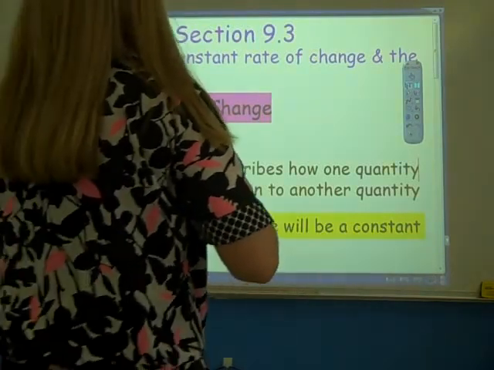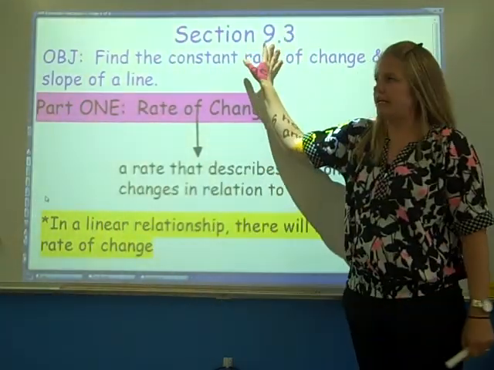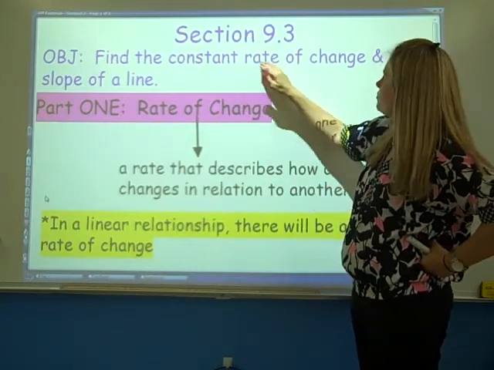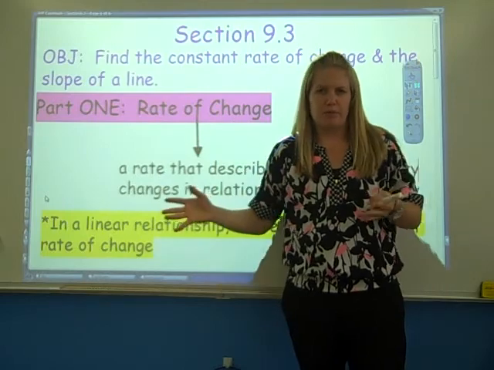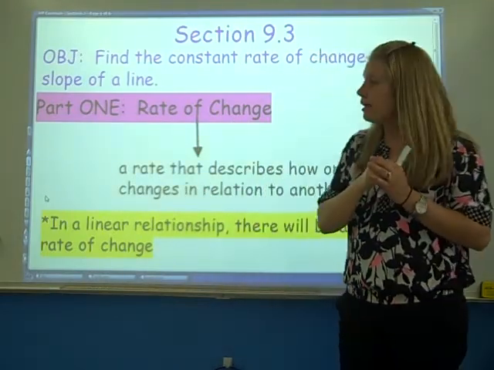Okay, hi everybody. Today we're going to be doing section 9.3, which involves finding the constant rate of change, and we're going to be finding the slope of a line. So I'm going to explain what both concepts are. We're going to do a few examples.